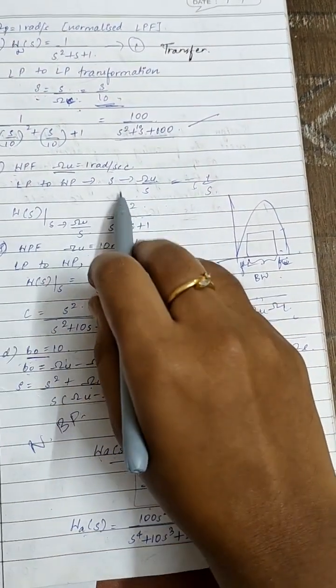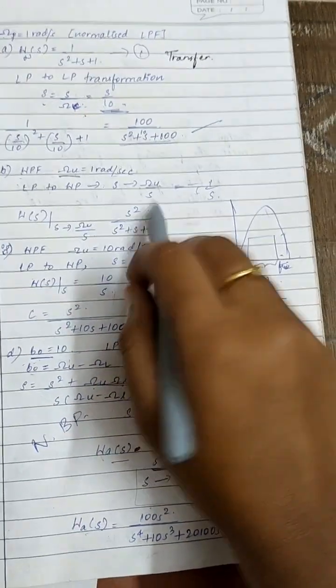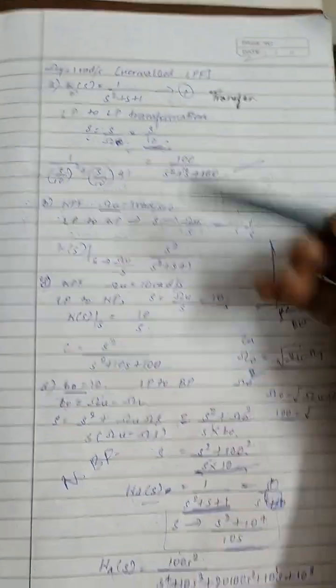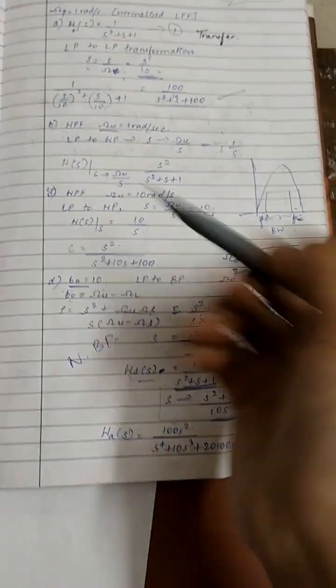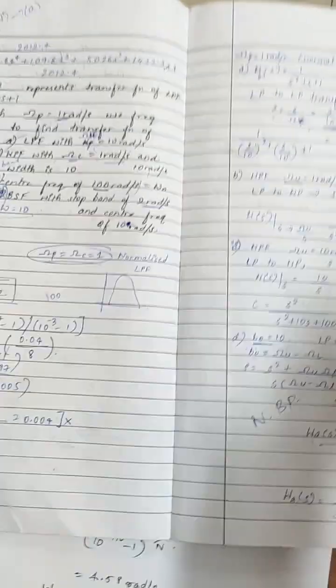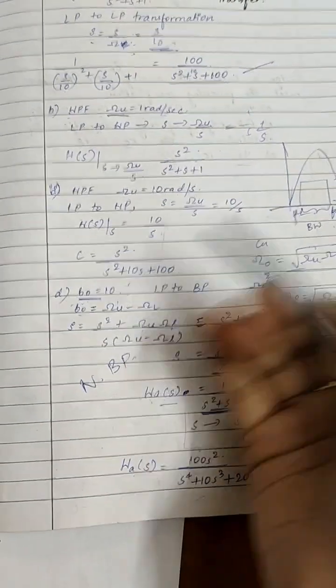For that, the transformation is s is equals to omega c by s. Here it was omega s by omega c, here it is omega c by s. When you substitute it, you will convert and you will get the answer. Same with your band pass filter. Here they have given as bandwidth is 10. Bandwidth is 10 in the sense B0 is 10, that is given.